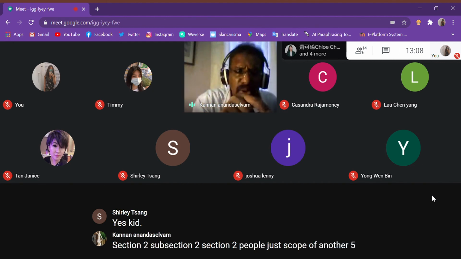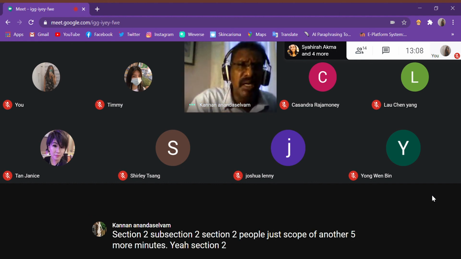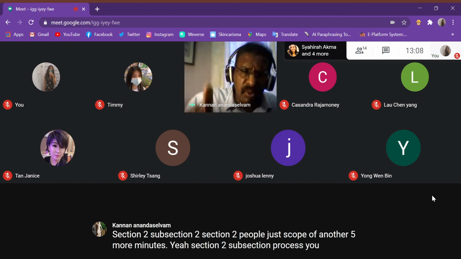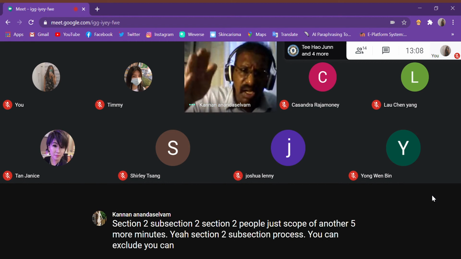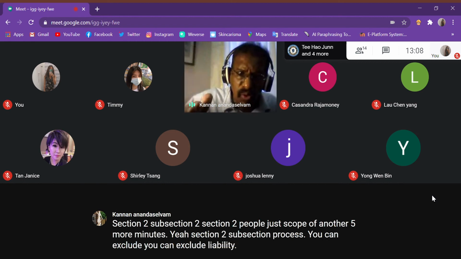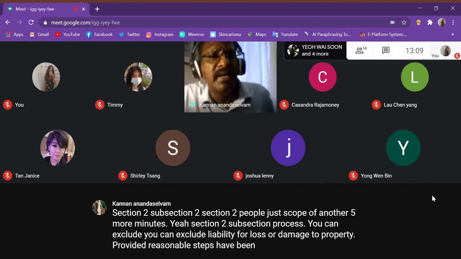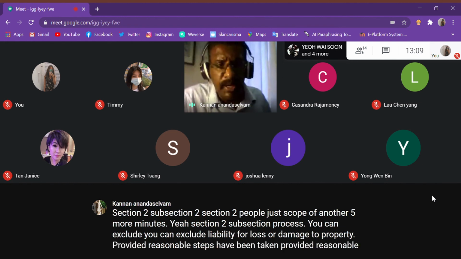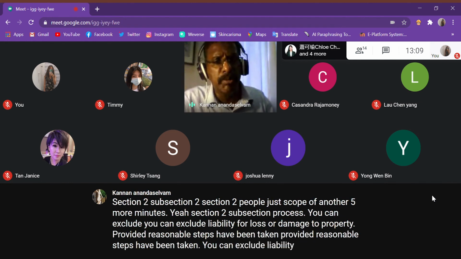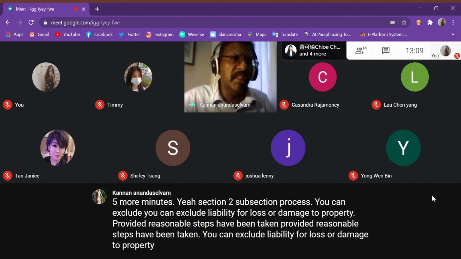Section 2, subsection 2 says you can exclude liability for loss or damage to property provided reasonable steps have been taken. You can exclude liability for loss or damage to property provided reasonable steps have been taken.